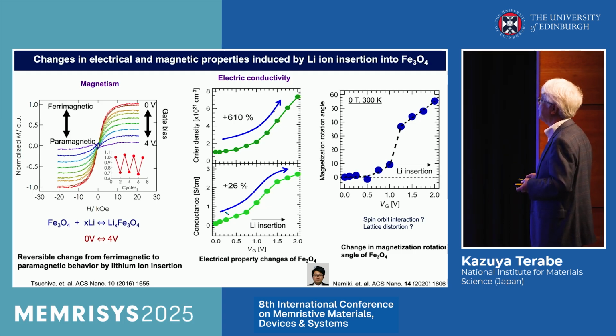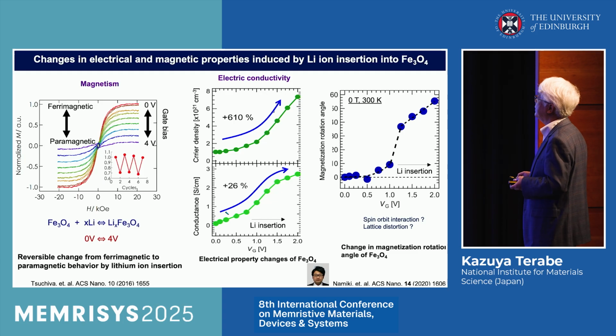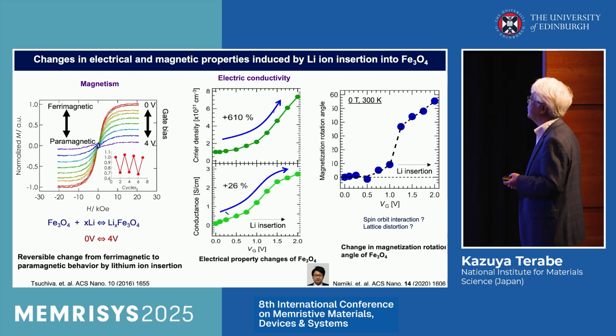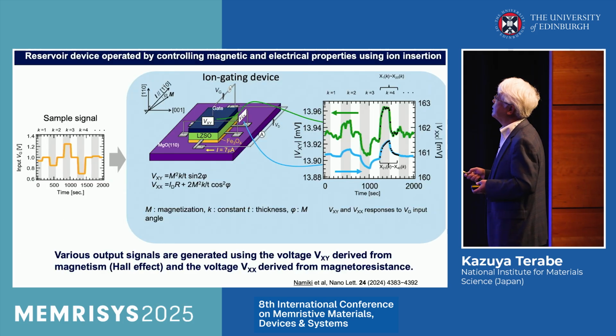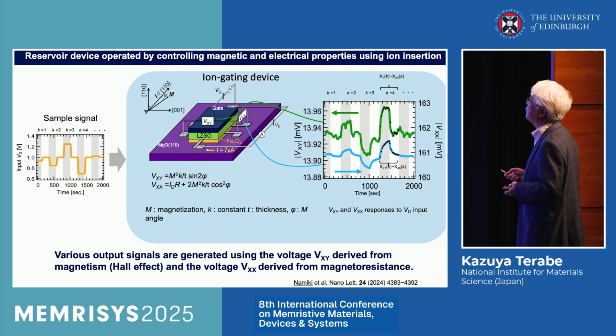By applying gate voltage, conductivity increases, and also the carrier density increases. So using these devices, we try to fabricate the electrode reservoir devices.